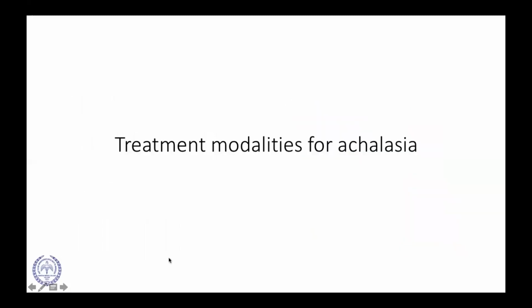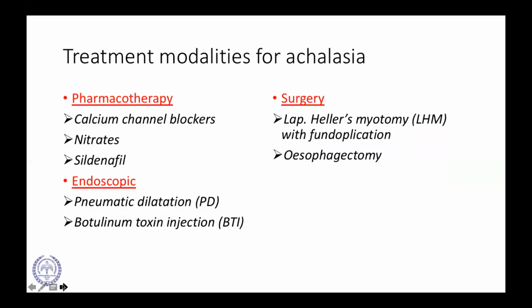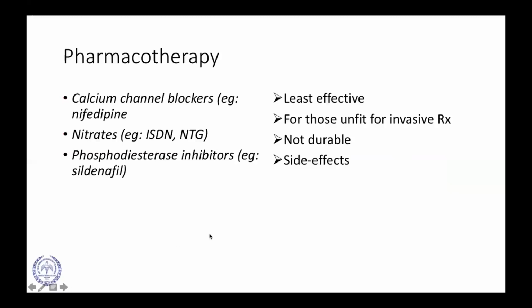The various treatment modalities for achalasia cardia include pharmacotherapy, endoscopic therapy, and surgery. Pharmacotherapy comprises calcium channel blockers, nitrates, and phosphodiesterase inhibitors, and these have in general been found to be least effective in the management of achalasia. They're reserved for those who are unfit for invasive therapy. The effects are not durable and they are associated with considerable side effects.